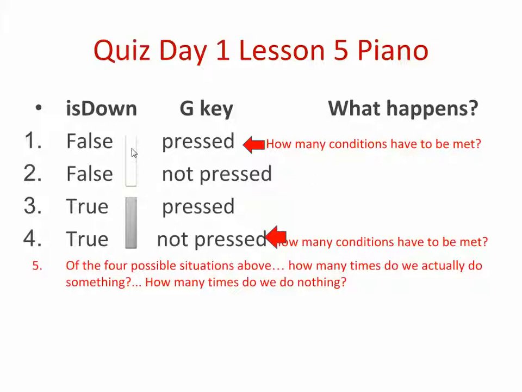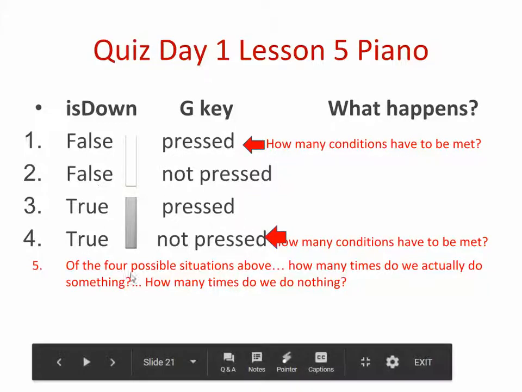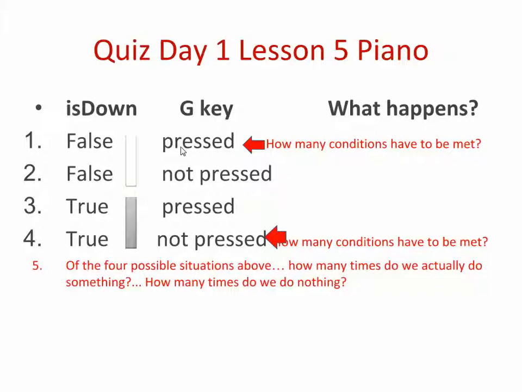How many conditions have to be met? Both. isDown false and the G key being pressed is true. Okay, so we have two conditions that have to be met to do something. So of the four possibilities above, how many times do we actually do something? Okay, so the answer is 2 times. Right here we do something, we switch to the down image and we play the sound, and then on this one we just switch back to the up image. How many times do we do nothing?